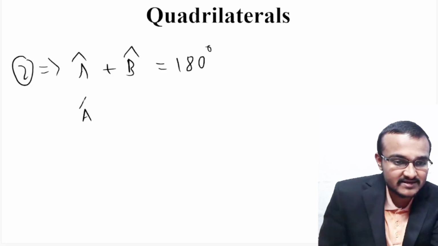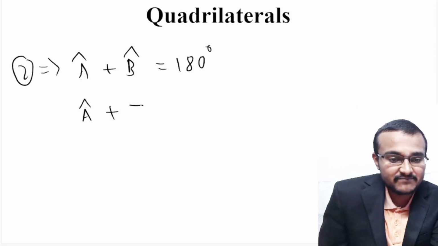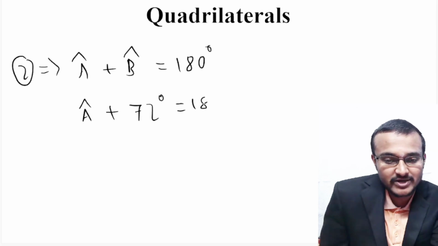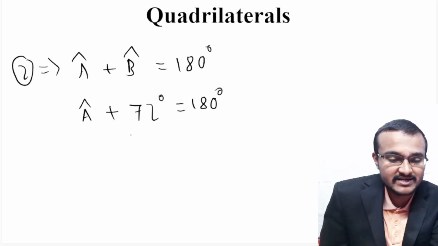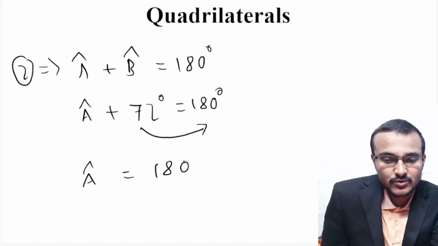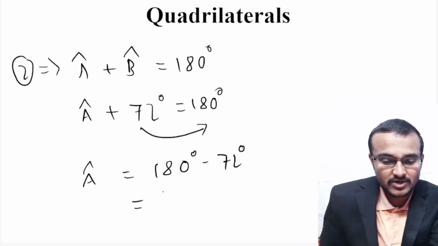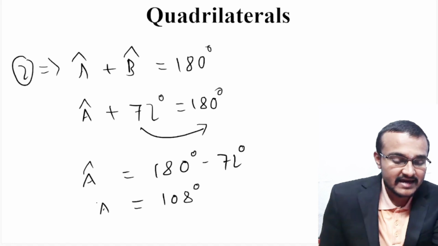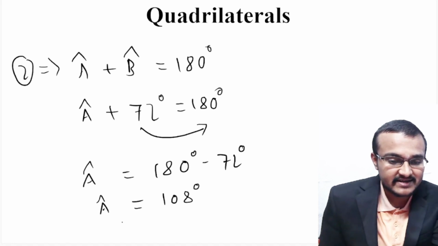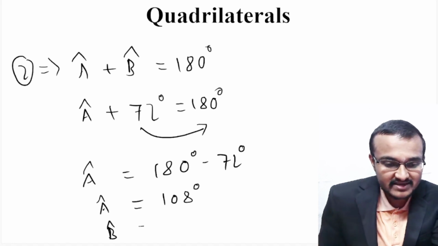We can substitute that here in equation 2. So a plus 72 degree is equal to 180 degree. If you bring this 72 degree to RHS, it will become minus 72 degree. A is actually equal to 180 degree minus 72 degree. So that is actually equal to 108 degree. So here the answer for A is 108 degree and the answer for B is actually equal to 72 degree.